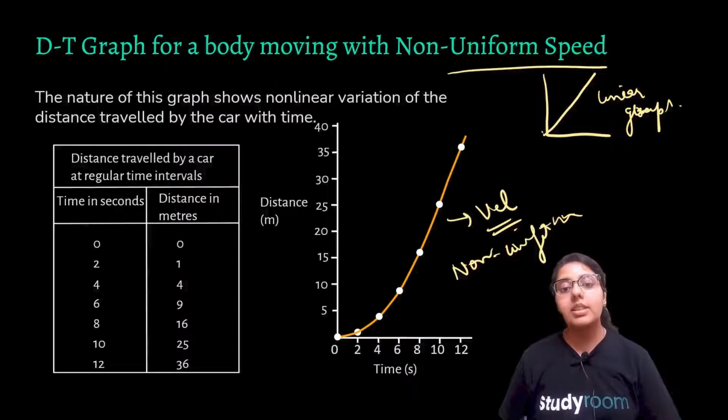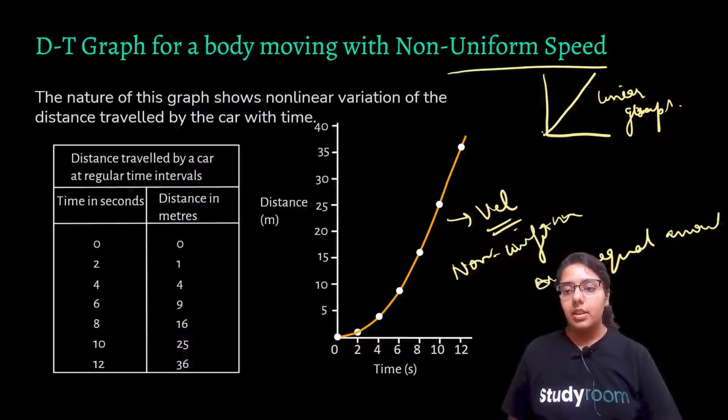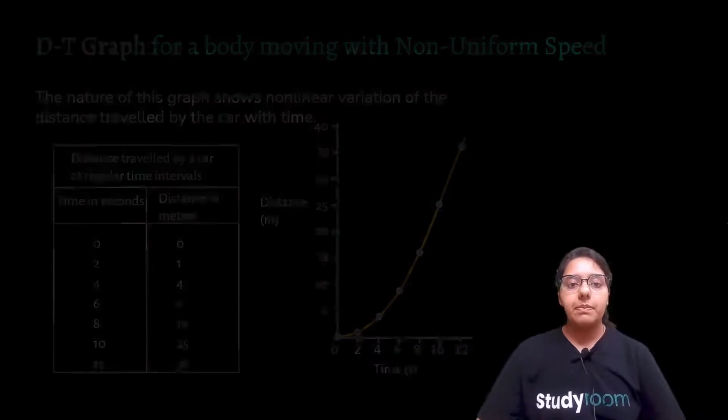Then in 4 seconds, it is around 5 meters. In 6 seconds, it is around 10 meters. There is no pattern being followed. There is no equal amount, an unequal amount of distance is traveled. So this is your non-uniform motion. A kind of circular curve is made here.